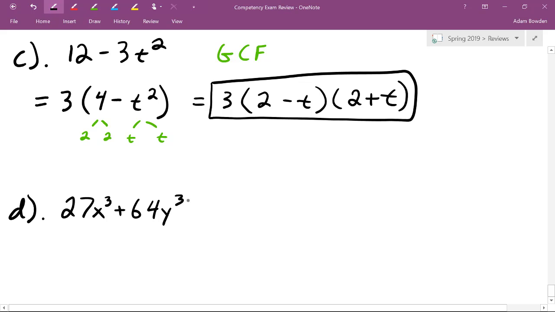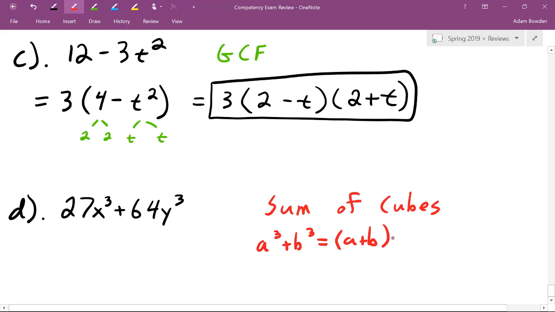Now in this example we have a totally different situation. This isn't going to be anything raised to the second power. Rather, on this one we have things being raised to the third power. This is what we refer to as the sum of cubes. The sum of cubes goes a cubed plus b cubed, and it factors as a plus b times a squared minus ab plus b squared.